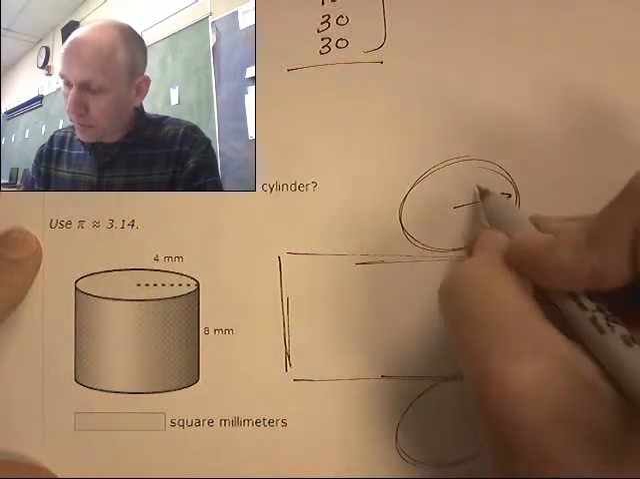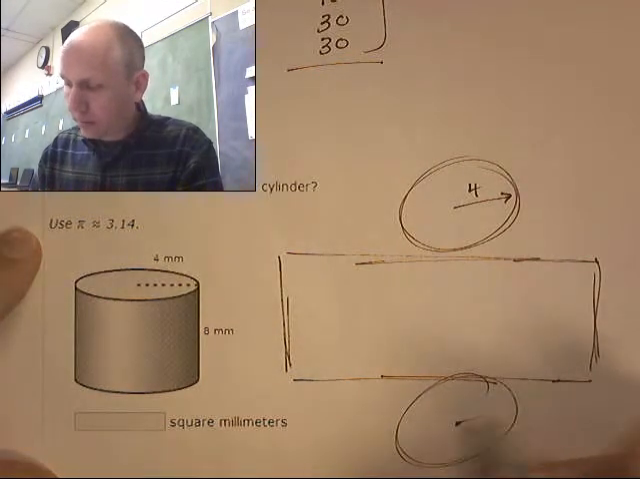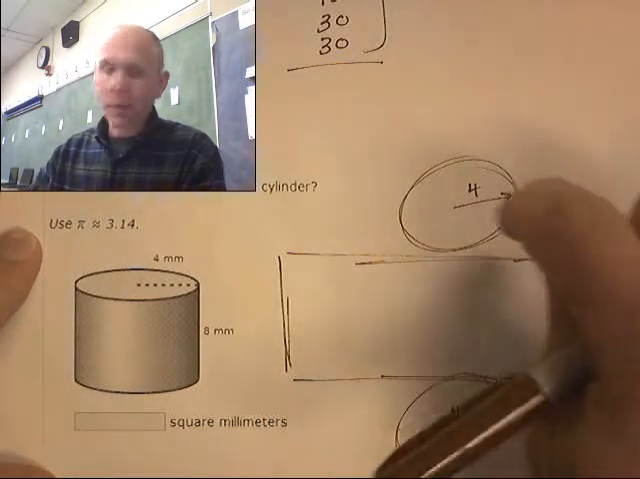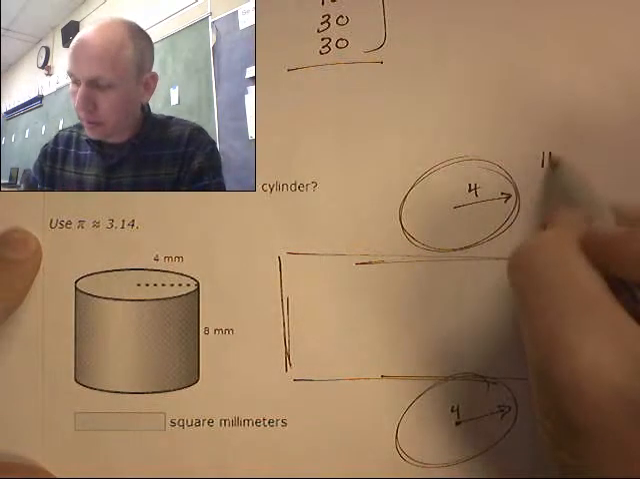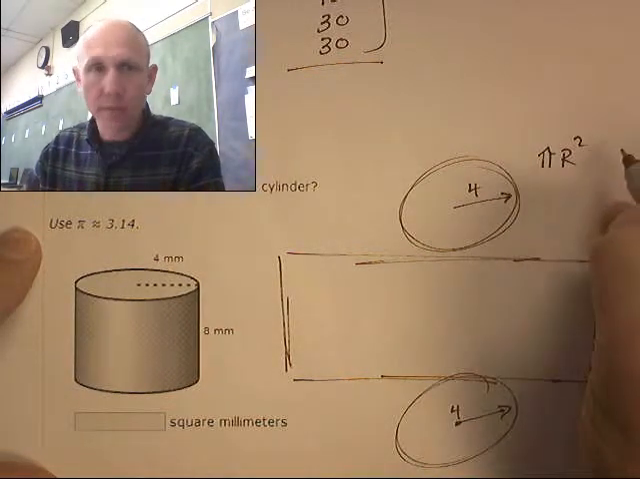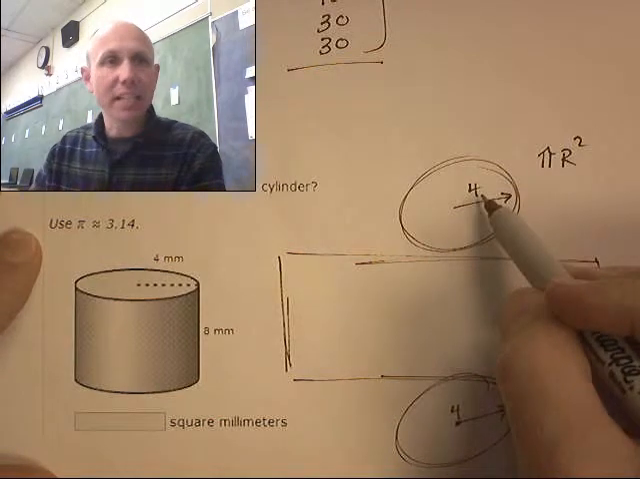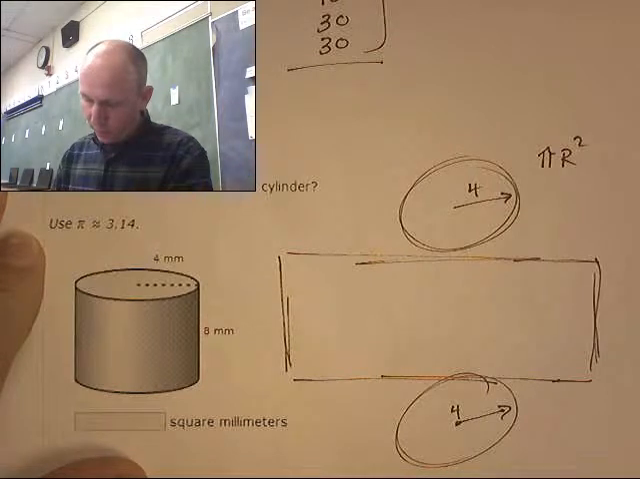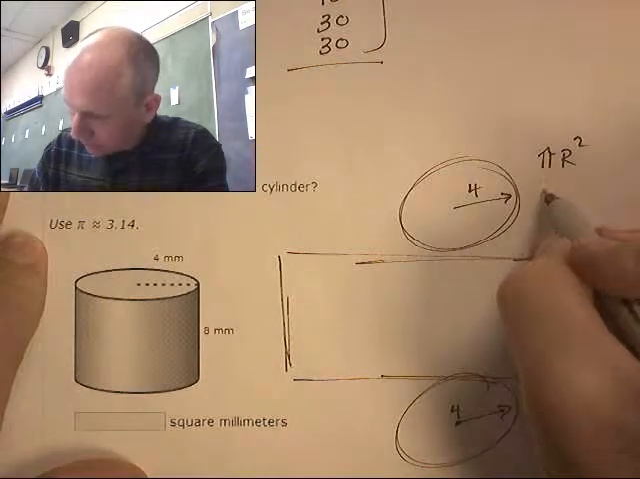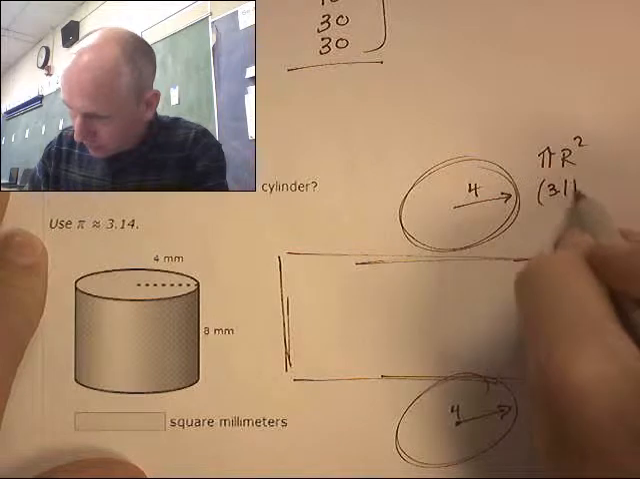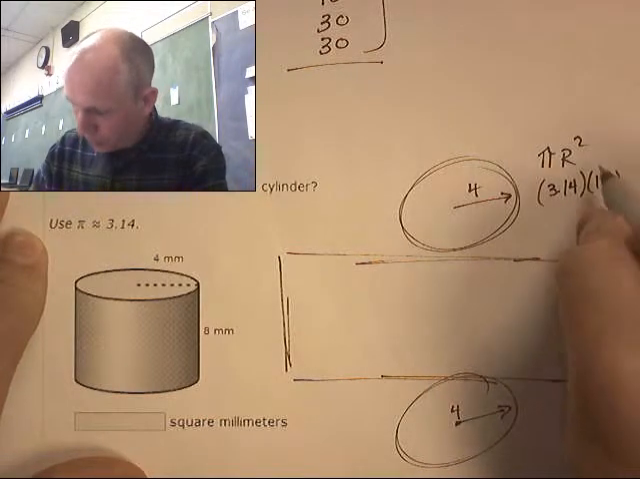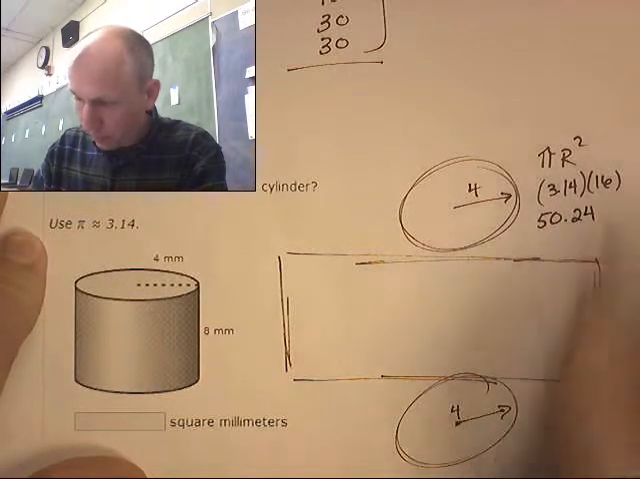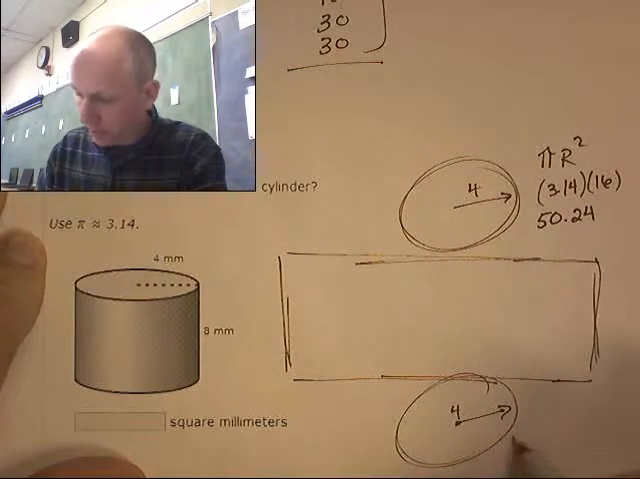Now, this is pretty easy. What's the area of this circle? Well, the area of a circle is pi r squared. So this is 16 times 3.14, which is 50.24. So what's this down here? Also 50.24.